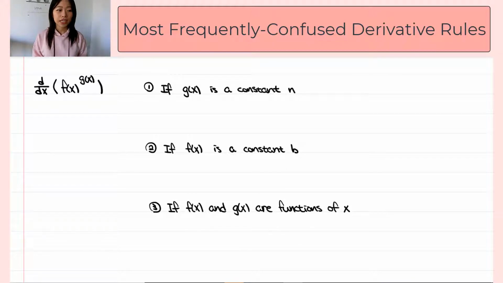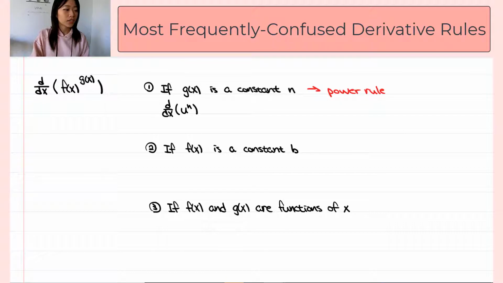When the exponent is a constant n, then we get the derivative of a function of x, let's call it u, to the power of n. Then which rule do you use? We use the power rule. So what is the derivative of u to the power of n? That is n times u to the power of n minus 1. And since u is a function of x, we need to use the chain rule. So times u prime.